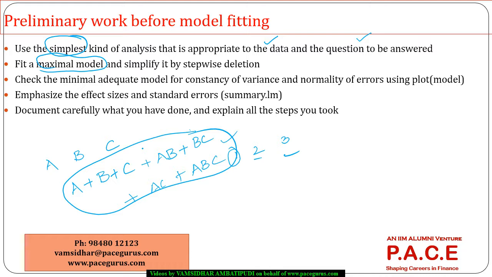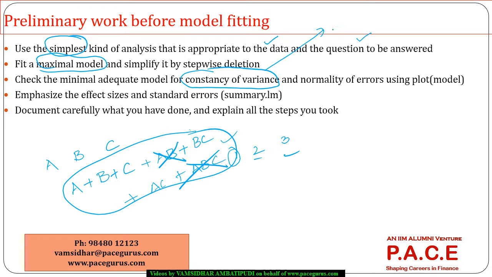After that, initiate a stepwise deletion. Is this not influencing the response variable? Remove it. Is this not influencing the response variable? Remove it. And remove terms in such a way that the model gets most simplified, but all those that remain in the model are significantly influencing the response variable. So you keep checking the minimal adequate model for constancy of the variance.